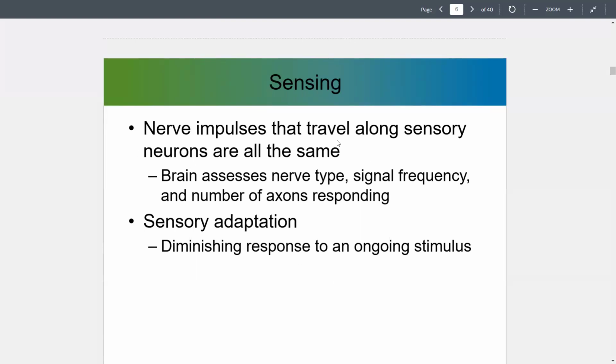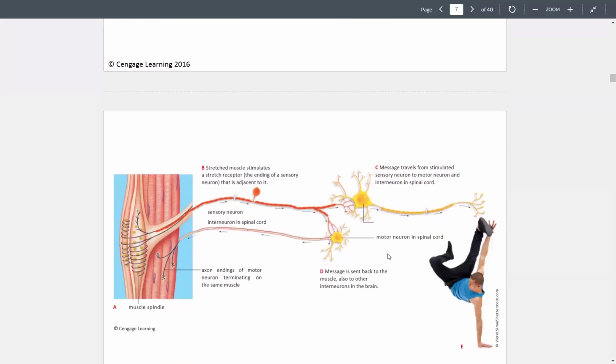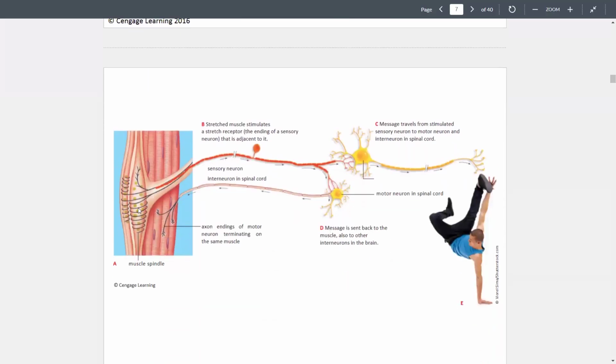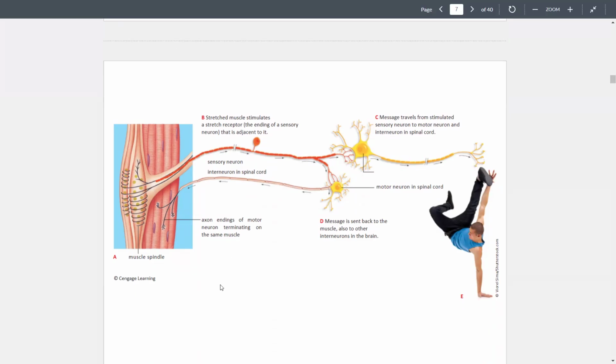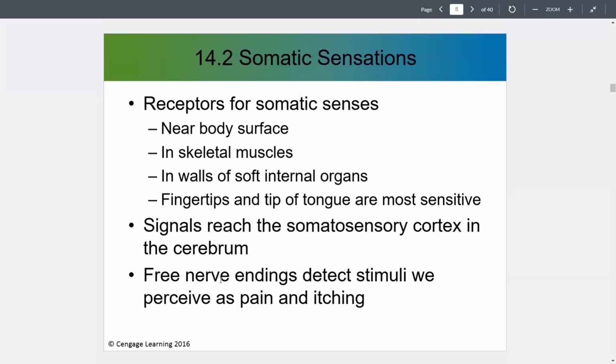So the nerve impulses are not all the same. They can have different frequency. You're going to have different nerves. They're going to have different shapes. They just depend on where they're at. So this person is able to determine where their body is in space based on these different types of neurons.